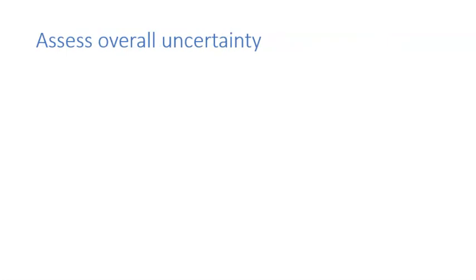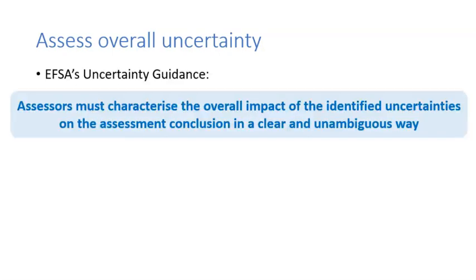The next step in basic uncertainty analysis is to assess overall uncertainty. EFSA's guidance says that assessors must characterise the overall impact of the identified uncertainties on the assessment conclusion in a clear and unambiguous way. This is a mandatory requirement for all assessments to comply with EFSA's principles on transparency and to ensure EFSA's assessment of the uncertainty can be clearly understood by risk managers.